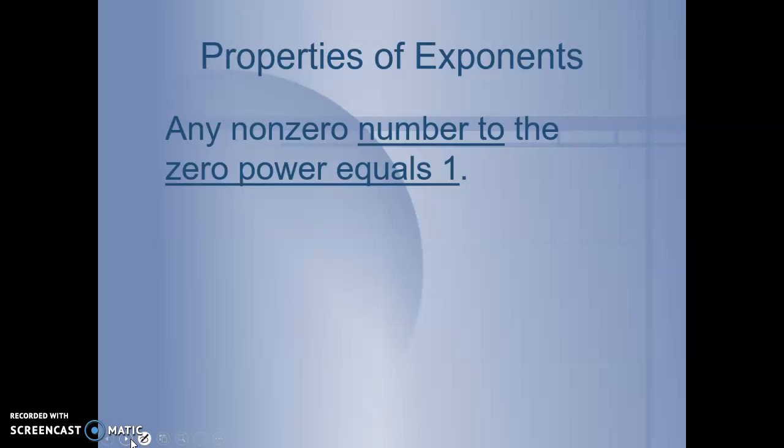Any non-zero number to the 0 power equals 1. Anything raised to the 0 power equals 1. Any non-zero number. So we can't raise 0 to the 0 power, but every other number to the 0 power is 1.